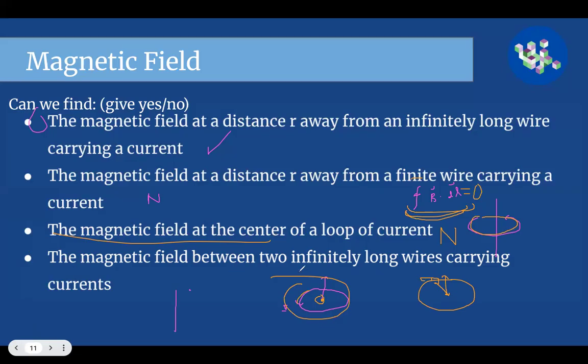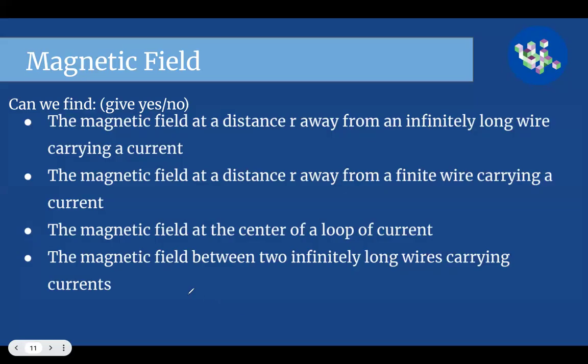Now, the magnetic field between two infinitely long wires containing current, yes, we can do that, because I know the magnetic field due to one infinitely long wire. If I add that to the magnetic field due to the other infinitely long wire, I'll be able to find the magnetic field due to two wires. I can also have 3 wires or 100 wires. All I have to do is add the magnetic field vectors together and I'll get the total magnetic field. So the answer to this problem is yes. Okay, let's move on.